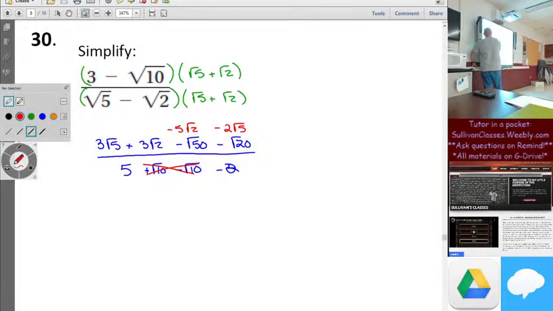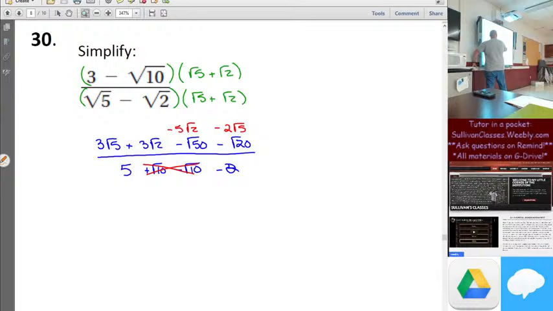So when I combine like terms, 3 root of 5s minus 2 root of 5s is 1 root of 5. 3 root of 2s minus 5 root of 2s is negative 2 square root of 2. 5 minus 2 is 3.